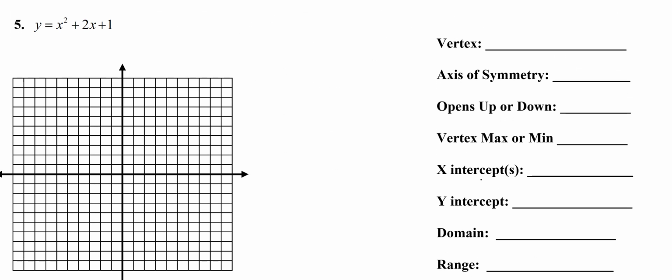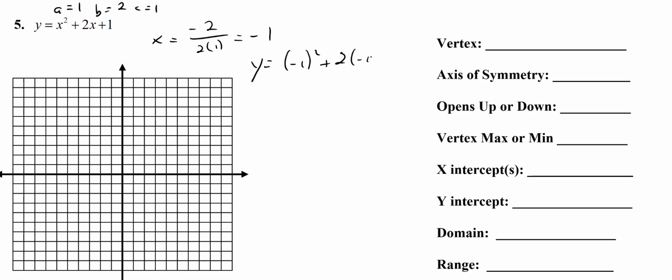Last problem. A is 1, B is 2, and C is 1. So it's the opposite of B. So x equals the opposite of B over 2 times A. So 2 times 1. So it's negative 2 over 2, which is negative 1. And I plug a negative 1 in there. Again, y equals negative 1 squared plus 2 times negative 1 plus 1. Okay, and that's going to give us 0. So my coordinate is (negative 1, 0). The axis of symmetry, easy: x equals negative 1.